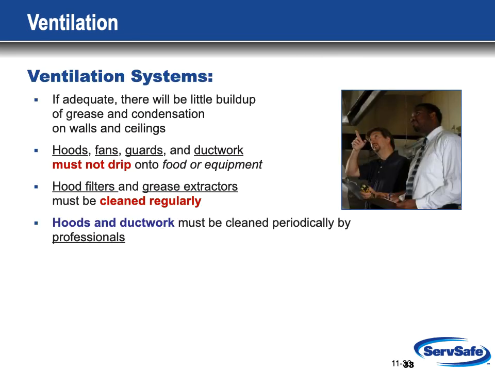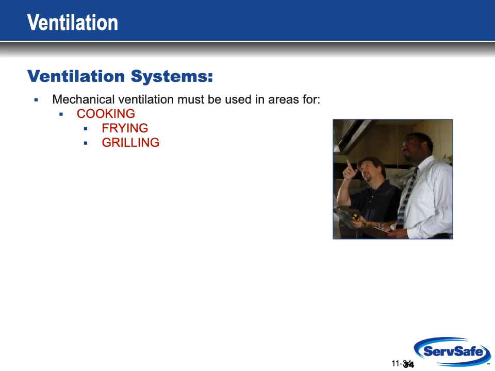Ventilation helps maintain an establishment's indoor air quality by removing odors, gases, grease, dirt, and mold that could cause contamination. If a ventilation system is adequate, there is very little buildup of grease and condensation on walls and ceilings. We have to make sure that hoods, fans, guards, and ductwork do not drip on food or equipment, and all these hoods, filters, and grease extractors must be cleaned regularly.